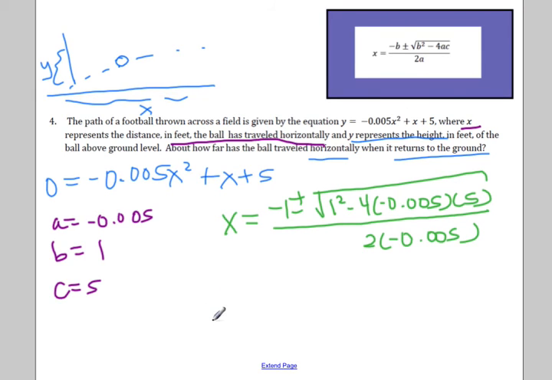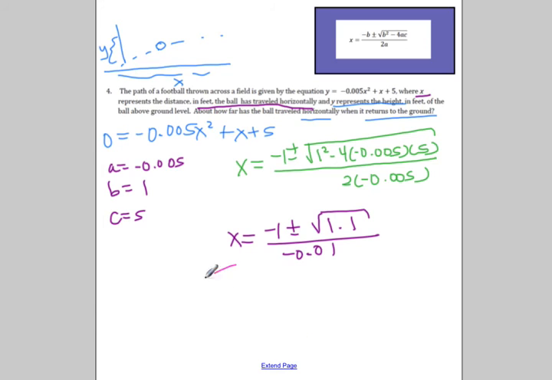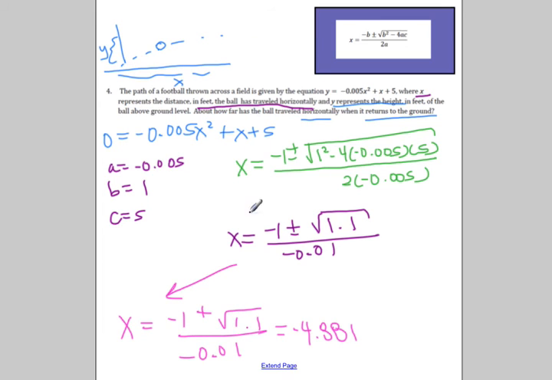So x equals negative 1 plus or minus. If you type all that into your calculator, underneath the radical, it's going to simplify to 1.1, all over negative 0.01. Okay. From here, you would get 2 answers. If you do x is equal to negative 1 plus the square root of 1.1 over negative 0.01, you get negative 4.881. Okay. We're talking about the distance traveled horizontally. Okay, so we're going this way. We do not want a negative distance, so that one is out.